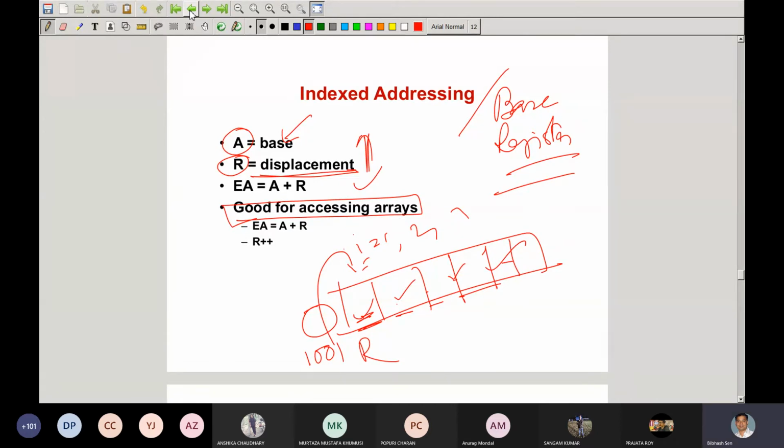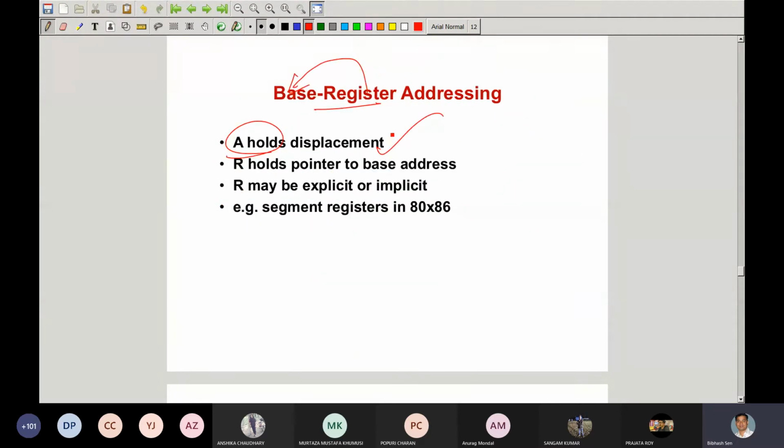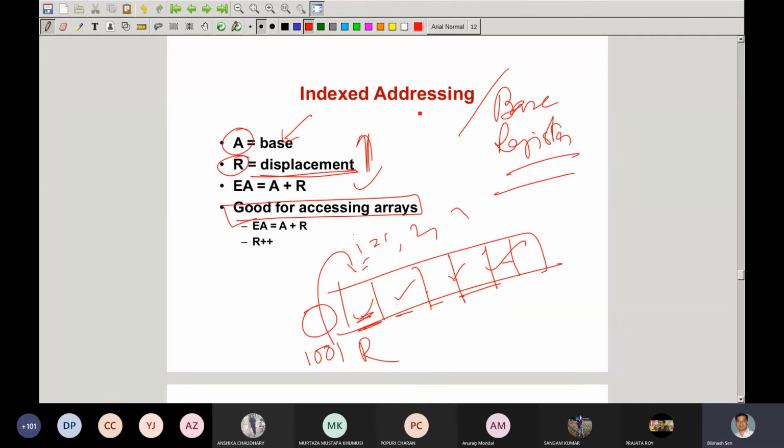Is this point clear or not clear? Yes, sir. So displacement here is 2 bytes. In the base register, that means the register holds the displacement, and this is the base address. So it is a segment register, special purpose. It's very rarely used, but this one, the index register, is very frequently used.